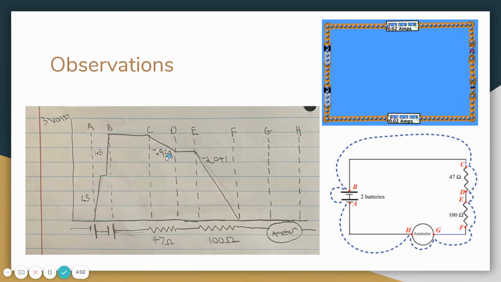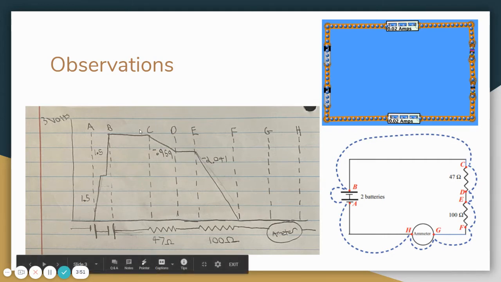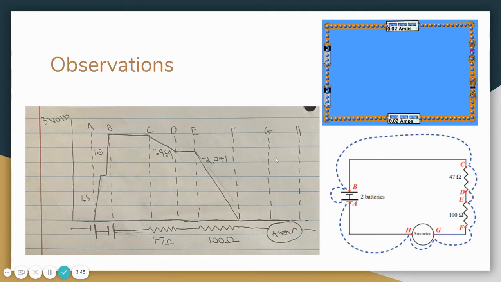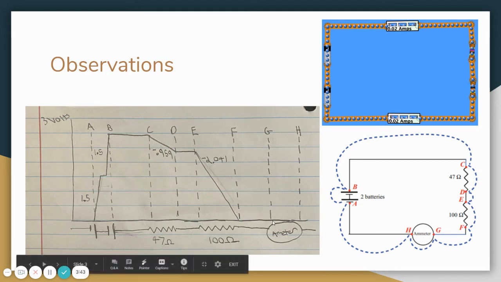CD was negative 0.959, negative 2.041. This essentially means it's going down. It's going down. This is going up. This is going up. And the important thing is that it all sums to 0. And another observation to note is that it was 0 at FG and HG, which is where the wire is and where the ammeter is.